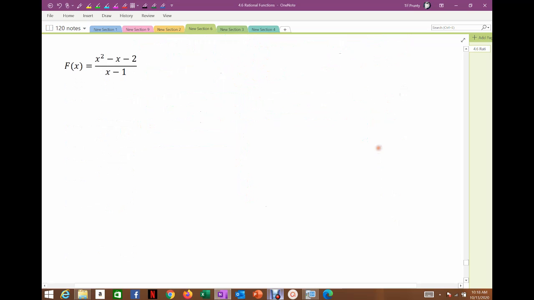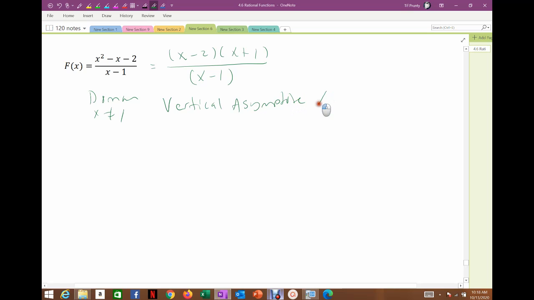Alright, next example. So again, I'm going to go through these really fast since we've already done a bunch of them. So the next example, I can factor this one a little bit. Up top factors into x minus 2, x plus 1, all over x minus 1, and so there is no common factor. Domain, x cannot be 1, right? No common factors, no holes in the graph, and so that means I do have a vertical asymptote at x equals 1.